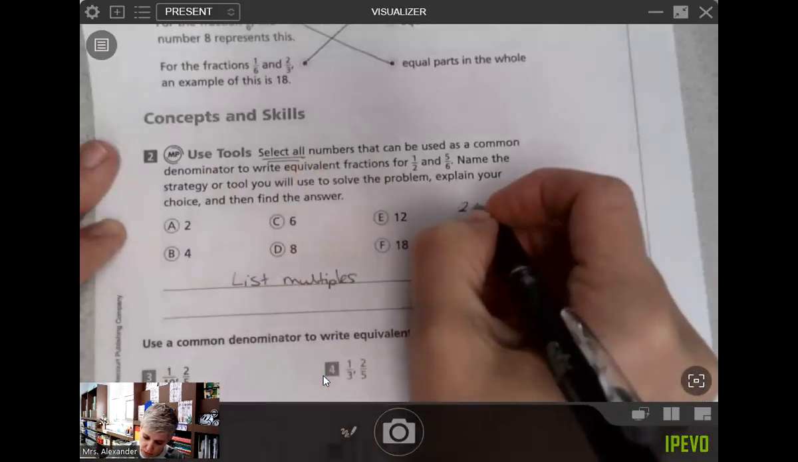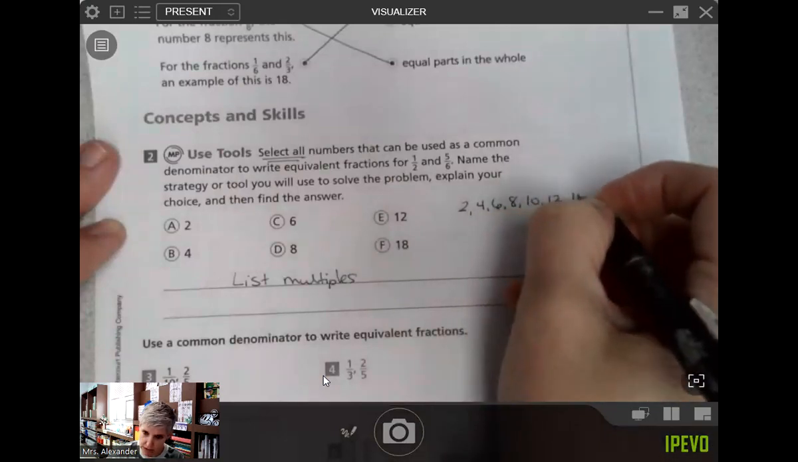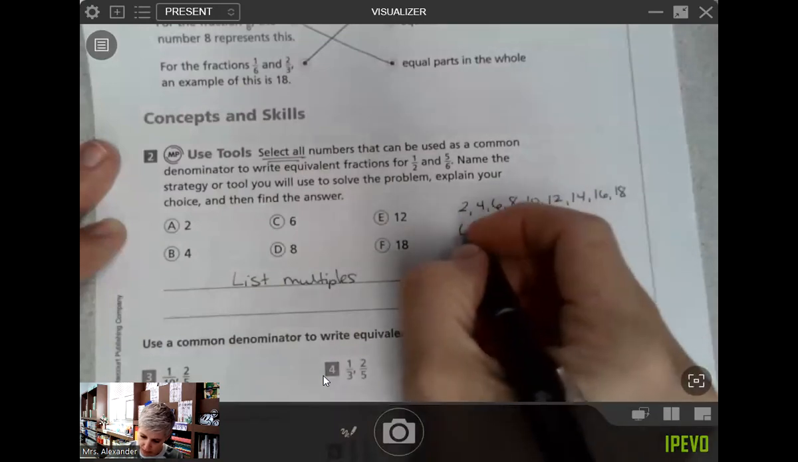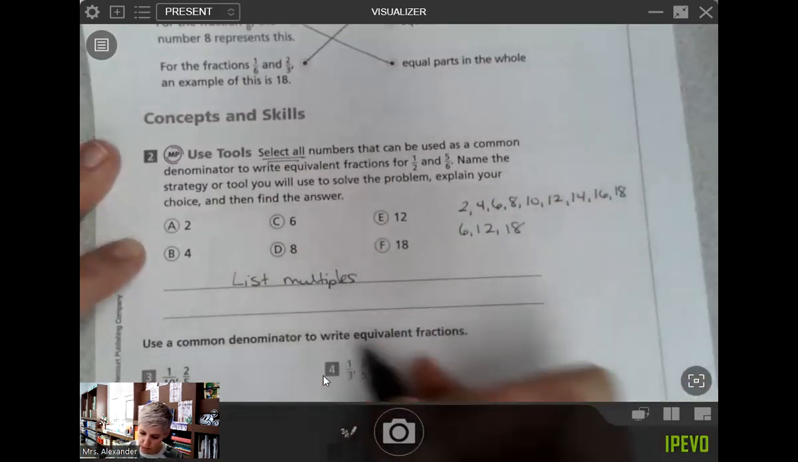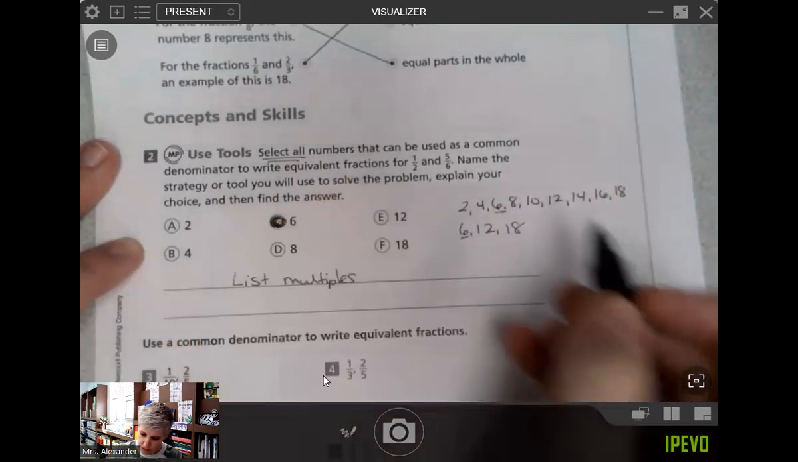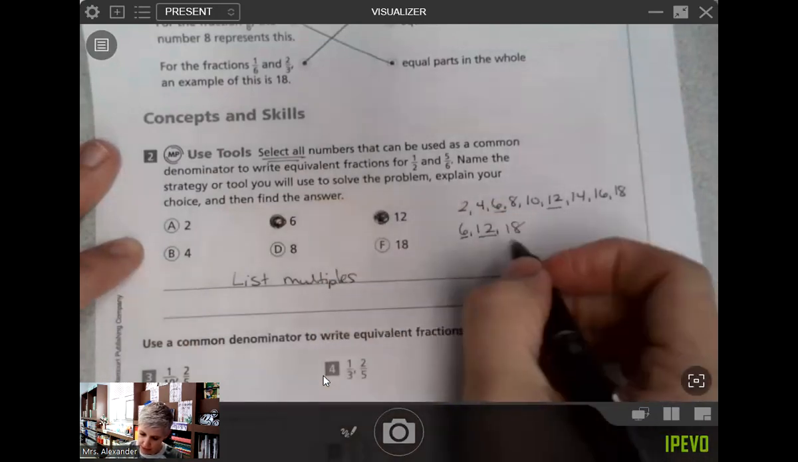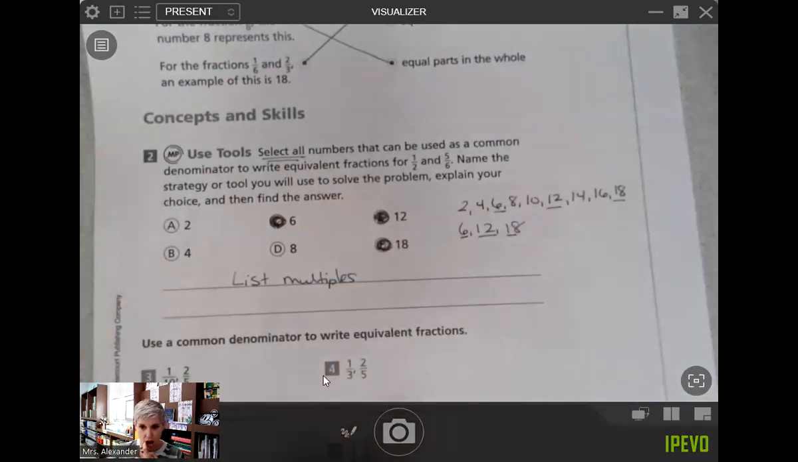So 2, 4, 6, 8, 10, 12, 14, 16, 18. I'll stop there. 6, 12, 18. That was easy. Which ones do they share? They share a 6. They share a 12. And they do share that 18. There they are. All right.